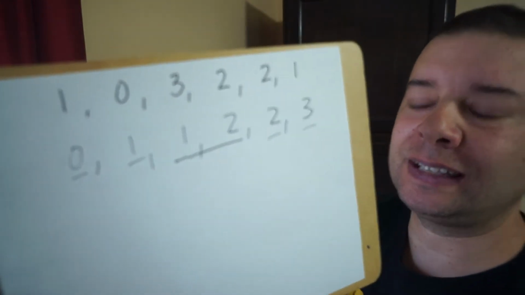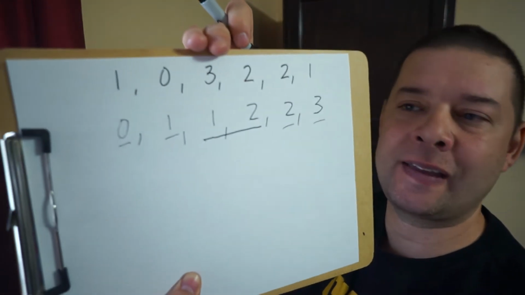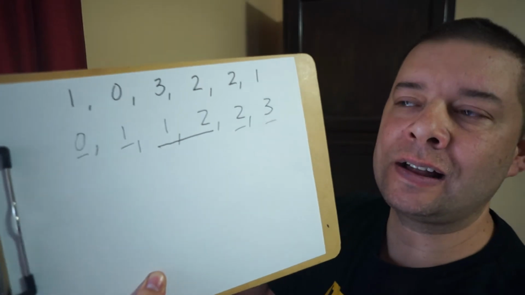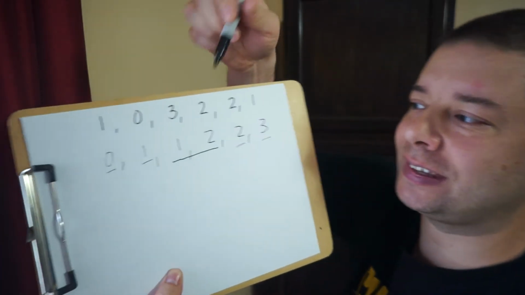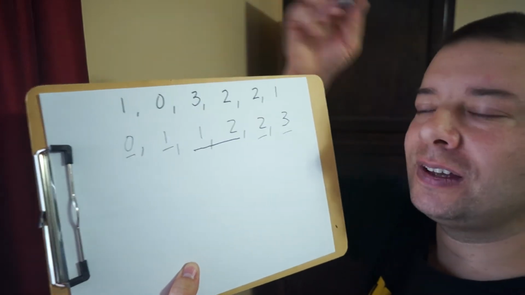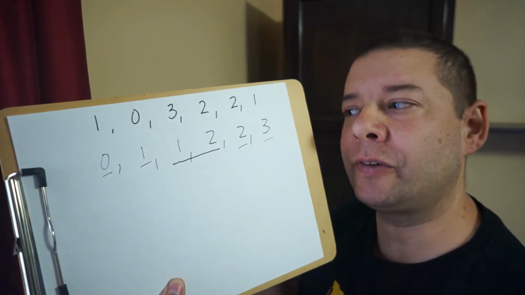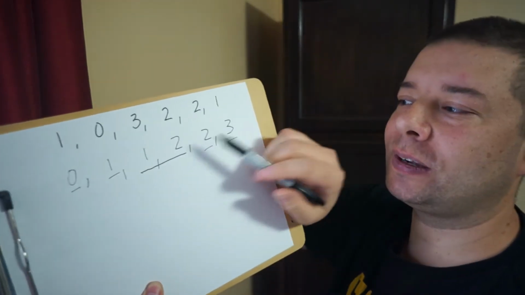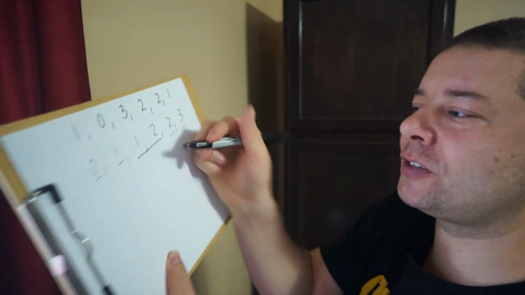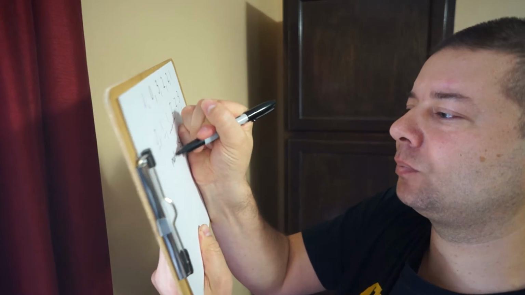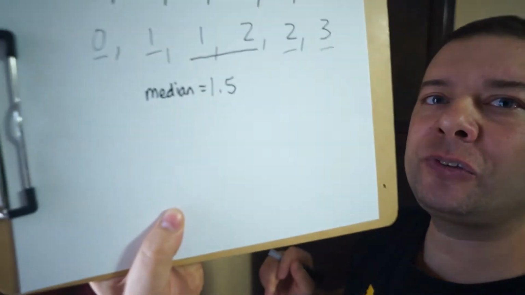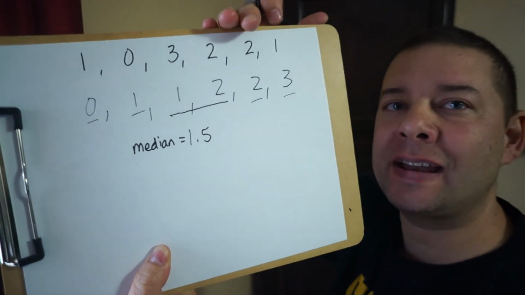Now if I have an even set, I'm going to have two numbers in the middle. That kind of makes sense. But if I have an odd set of numbers, the middle number is my median. In this case, I have two numbers in the middle, so I just find the mean or the average between those two. So what goes in between 1 and 2? It would have to be 1.5. So the median equals 1.5 for this data set.